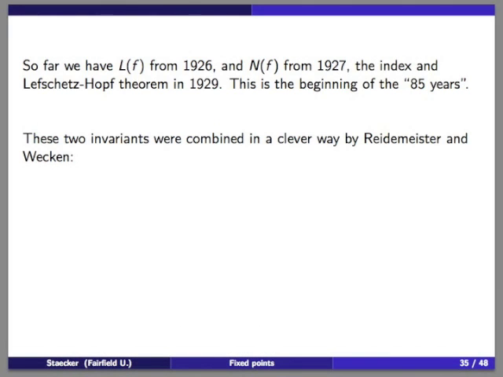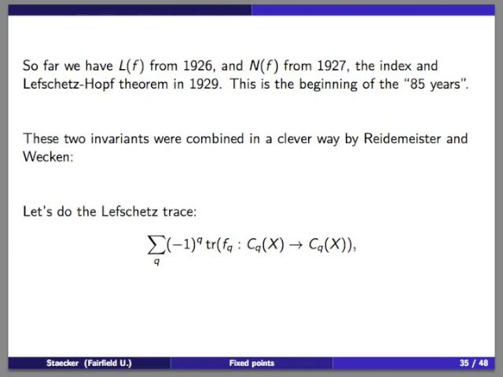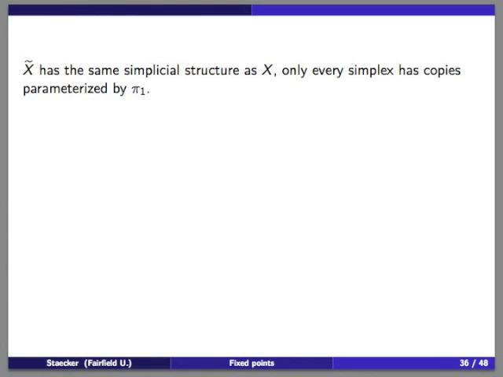Okay, so the two invariants, the Lefschetz number and the Nielsen number, were combined in a clever way by Reidemeister and Wecken. The idea is, the Lefschetz number is the trace in the homology. You're going to do the same thing, only in the covering space, the universal covering space, instead of the space X itself. The universal cover has the same kind of simplicial structure as the base space, but for every simplex in the base space, you get infinitely many copies of it, parameterized by the deck transformations, the covering transformations.